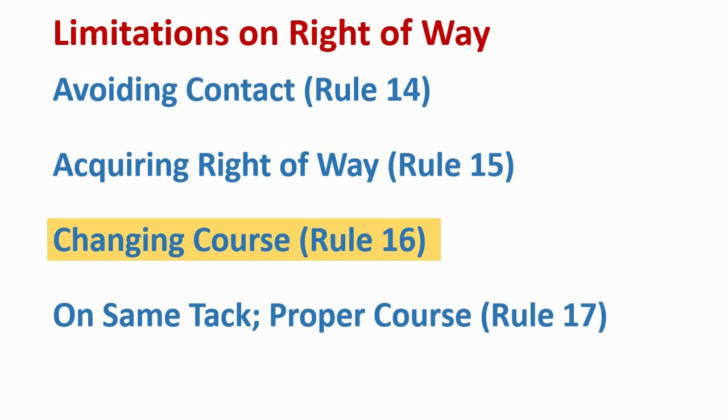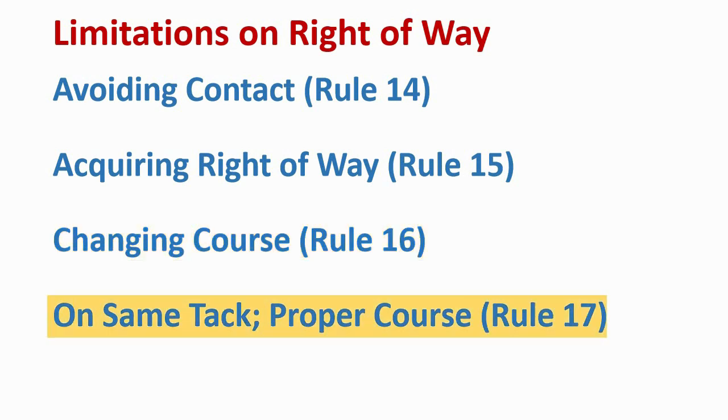Changing course has 2 different limitations. One, which limits the rate at which a boat can change course, and the other prevents the right-of-way boat from changing course in such a way that would make a collision inevitable or be solely used to obtain a penalty. Finally, on same tack, proper course limits the right-of-way of a leeward boat so that acquiring right-of-way does not give her a guaranteed opportunity to pass.